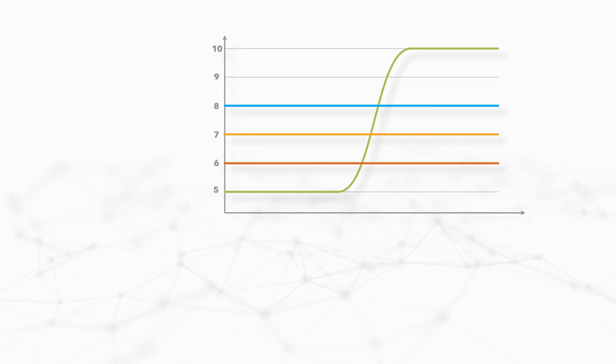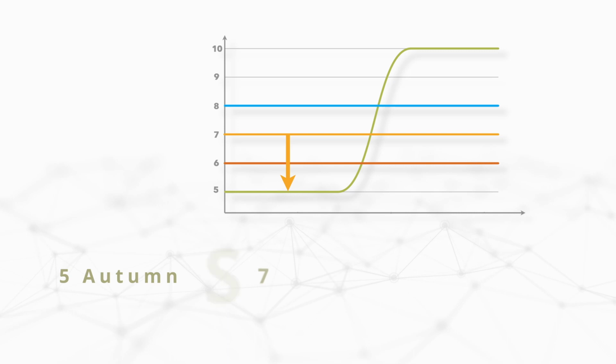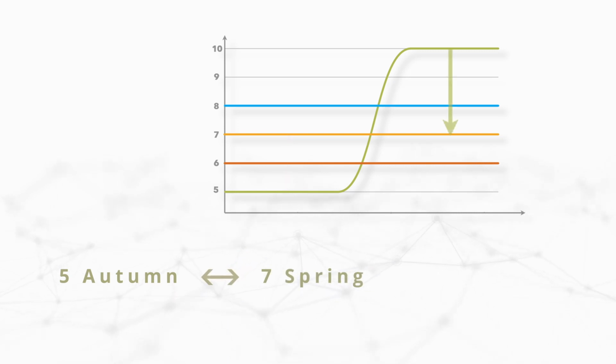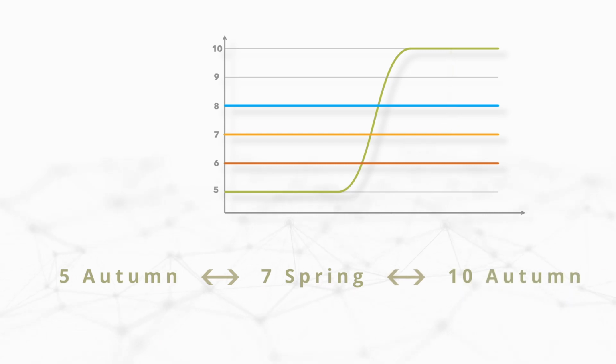Autumn investors. Before June, 5 autumn tokens were worth 7 spring tokens. And after the halving, 7 spring tokens are worth 10 autumn tokens. An investor with 5 autumn tokens who anticipated the change of seasons would have traded them for 7 spring tokens before June, and would trade those 7 spring tokens for 10 autumn tokens today.